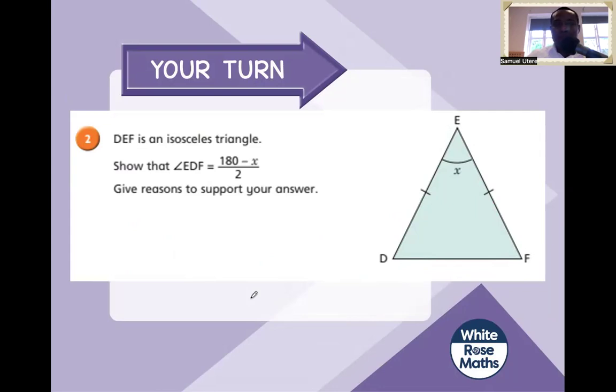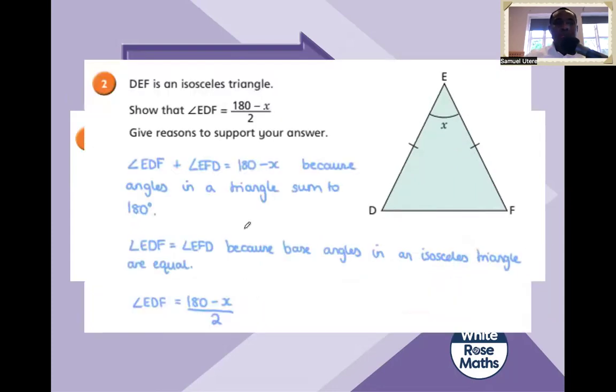Assuming you've paused the video and you've answered question 2, here are the answers. Let's discuss them. For question 2, you were asked, DEF is an isosceles triangle. Show that angle EDF, so this angle here, is equal to 180 minus x divided by 2. And you've been asked to give reasons to support your answer.